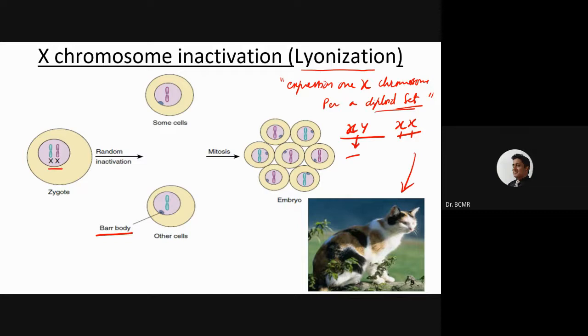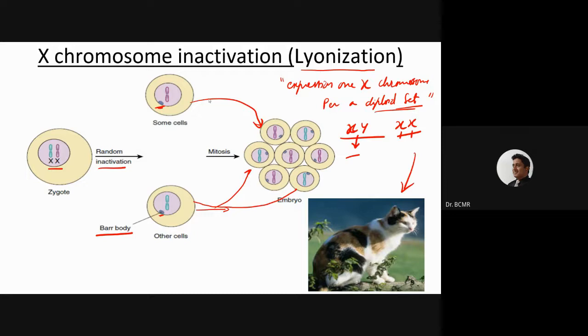So there are two X chromosomes. There is random inactivation, which means in some cells you may have the green X chromosome inactivated, as shown in this figure. And in the other ones, you may have the red or purple one inactivated. So as the cells keep on dividing, some cells that come from here will keep producing like this, and the other cells will keep producing the other type of colored cells.